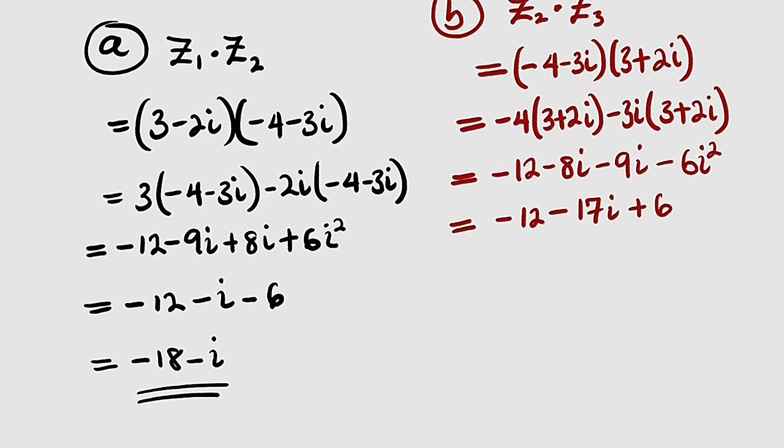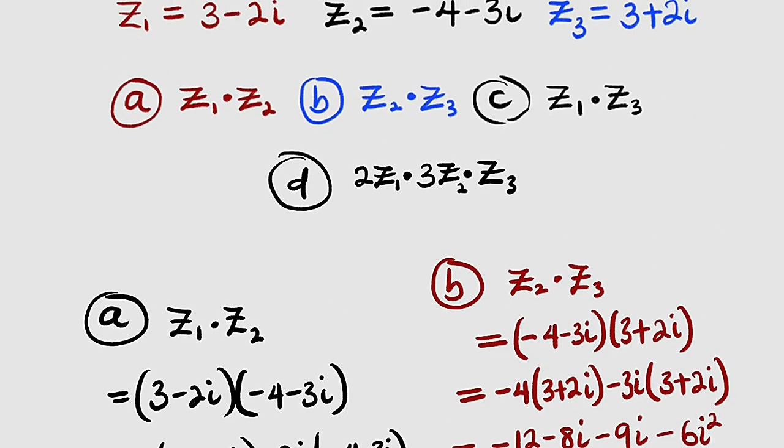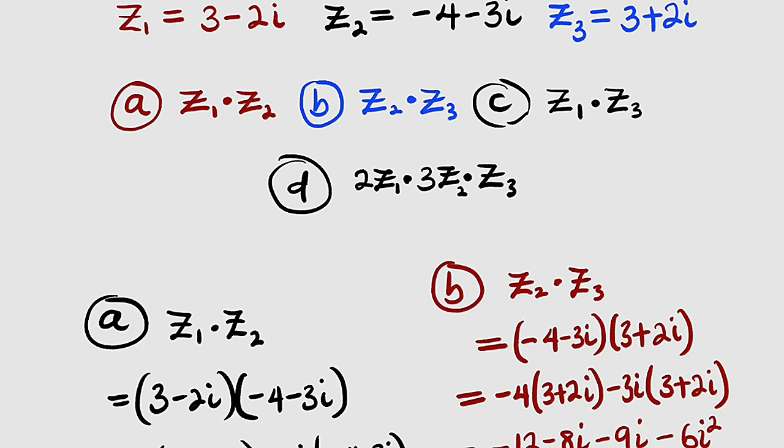So finally, we combine the real parts together. Negative 12 plus 6 is negative 6. So this is equal to negative 6 minus 17i. And this is exactly the solution after multiplying z2 by z3. Now let us take the C part. C part, we want to multiply z1 and z3.